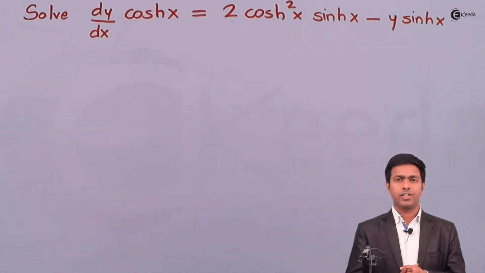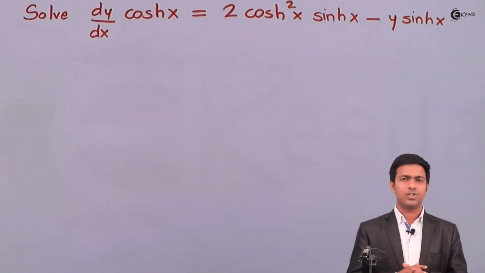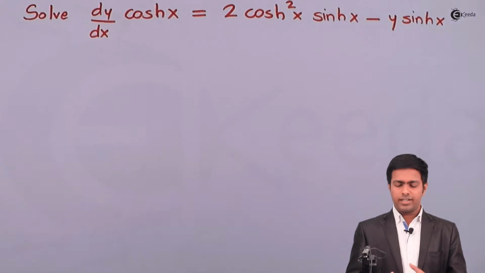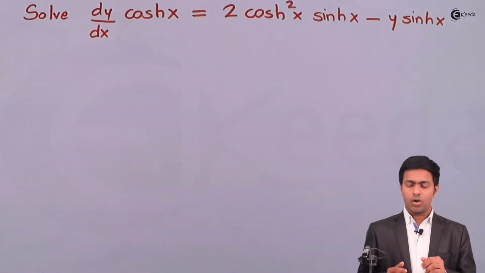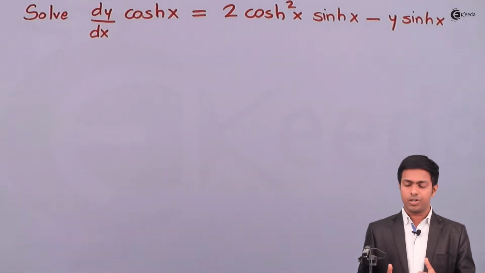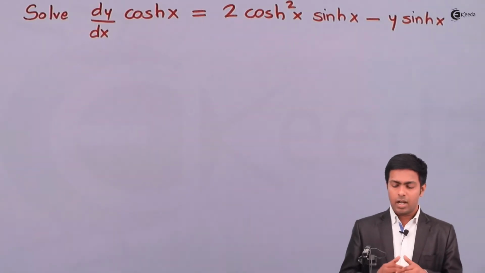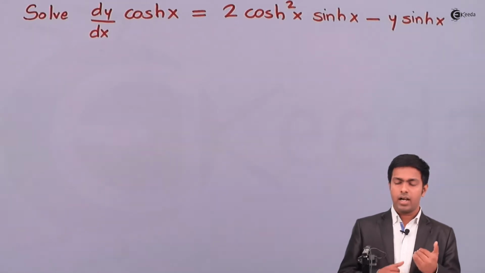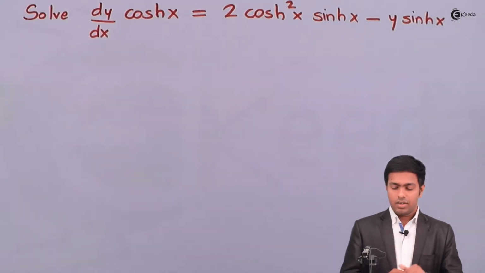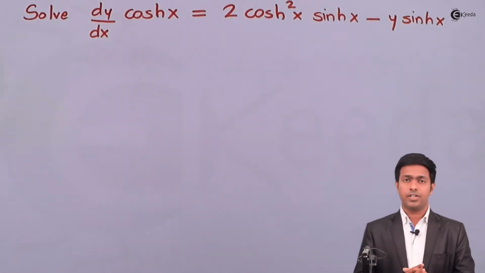Linear differential equation, and we have to find out the solution for that. So it is dy by dx into hyperbolic cos x equal to 2 times hyperbolic cos square x hyperbolic sin x minus y hyperbolic sin x. Now the thing is how to solve this differential equation.